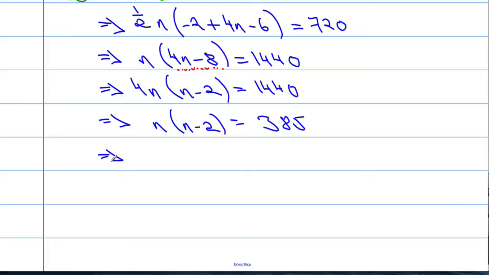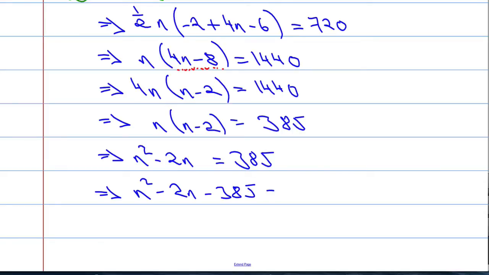Okay, now the next thing that we're going to do is I'm going to expand this expression, so I get n squared minus 2n is going to equal 385. You can see where this is going now. N squared minus 2n minus 385 must be equal to 0. Just noticed a slight error. It shouldn't be 385. It should be 360, and that must be minus 360.